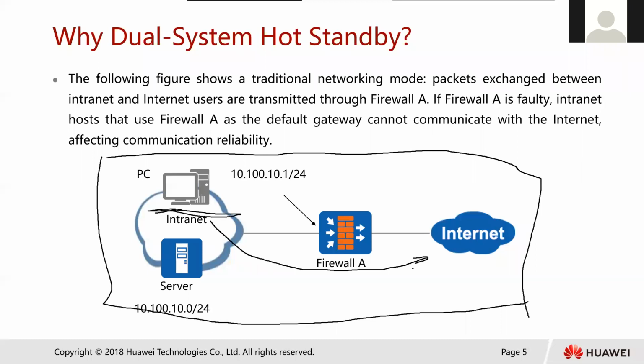So this means that if the PC wants to access the internet, it only has one link, one way, to transmit the messages. If this link is down, the server or the PC cannot successfully access the internet. So this is why we need dual system hot standby.